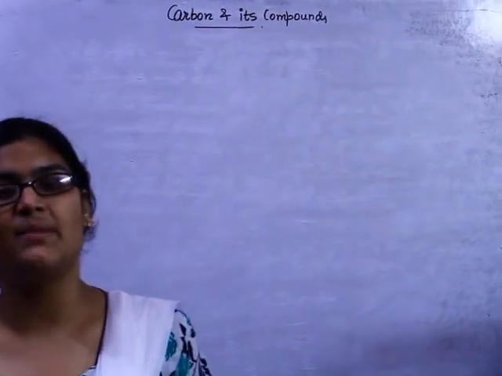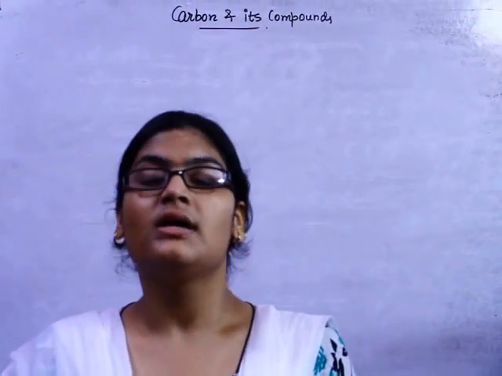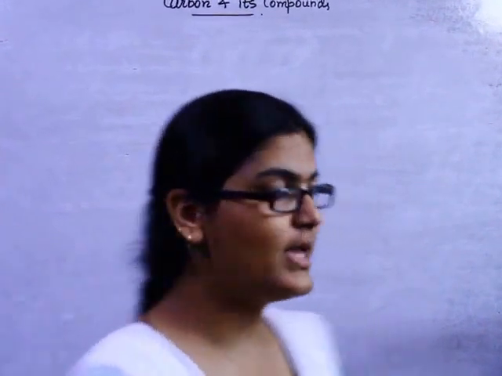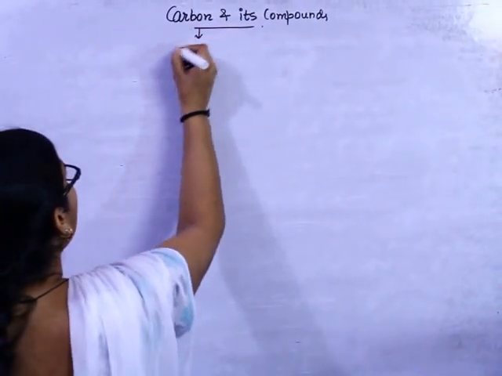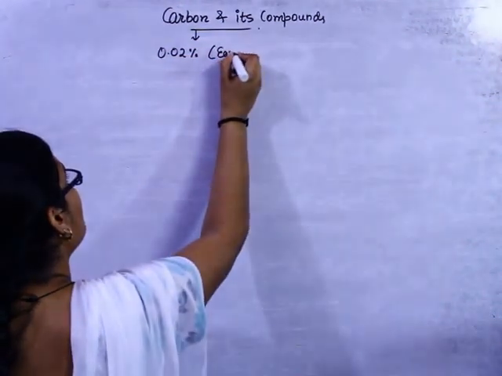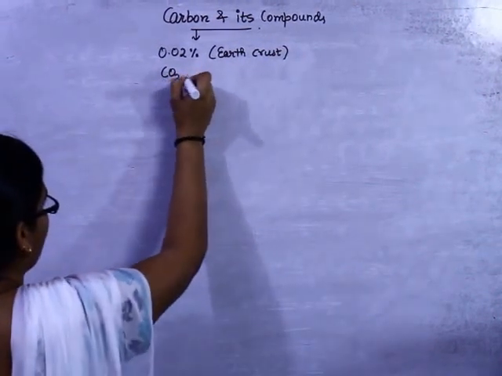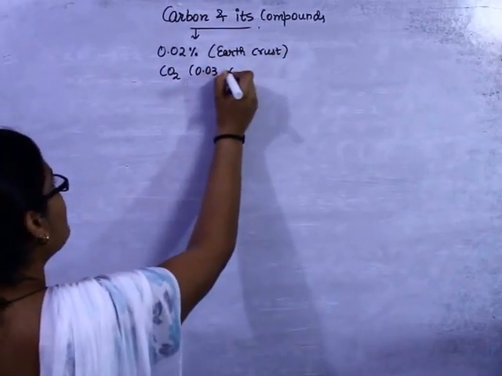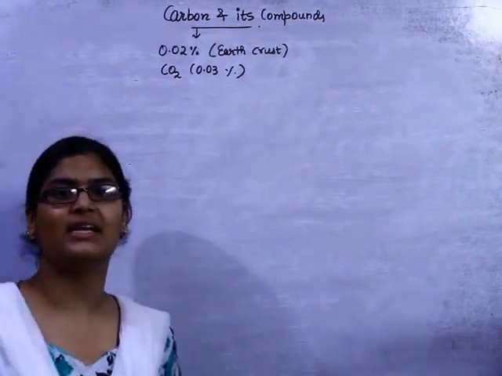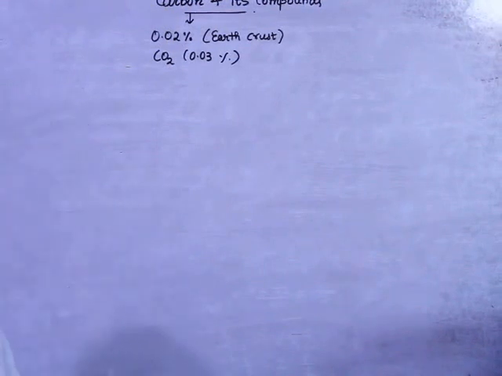Carbon is an element. And as you know, elements have three categories: metals, non-metals and metalloids. But what type of element is carbon? Carbon is a non-metal, okay? And it is found 0.02% in the earth's crust. Its oxide, carbon dioxide, is found 0.03% in nature. However, it is increasing day by day due to global warming. But this is the standard amount found in nature.